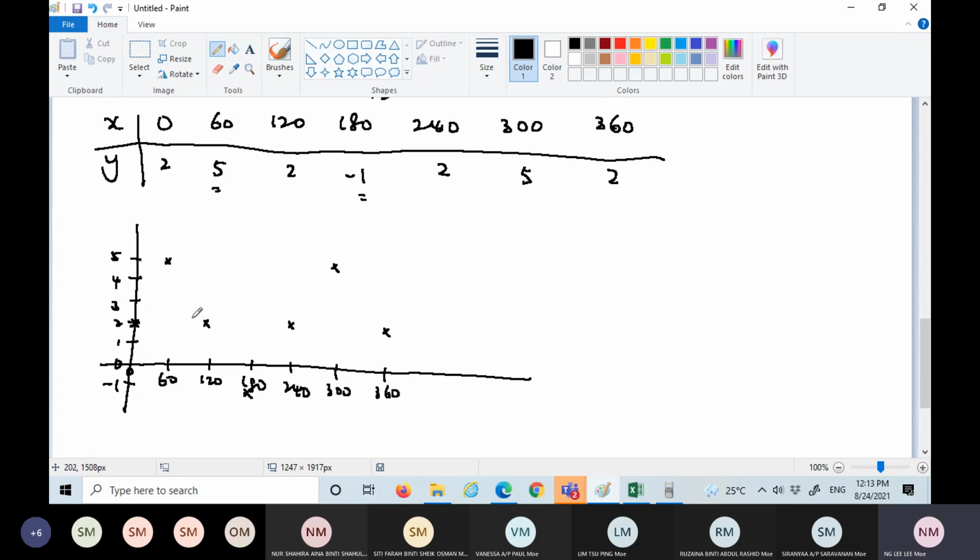So this is a sine graph. The sine graph shape is like this. This way, come down, then go up, then down. This part not nice. Okay, so done for the 3 questions.